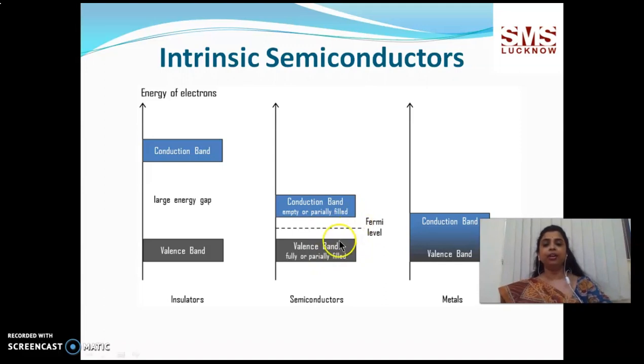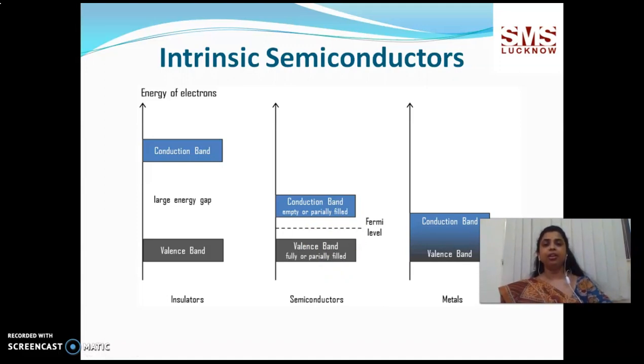But when a small input of energy is given or a small rise in temperature takes place, these electrons easily jump from the valence to the conduction band, making these semiconductors very good conductors. And such kinds of semiconductors are called intrinsic semiconductors.